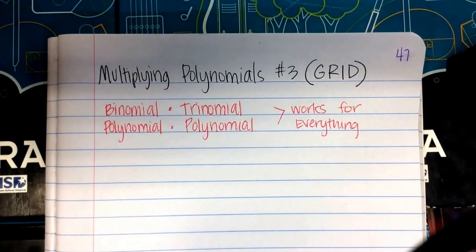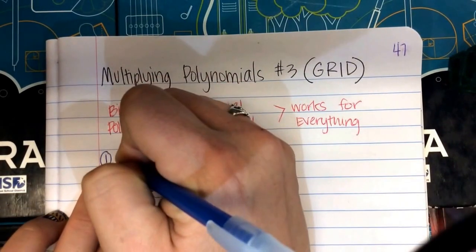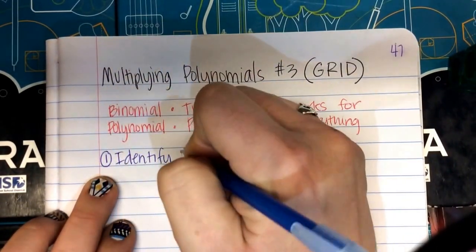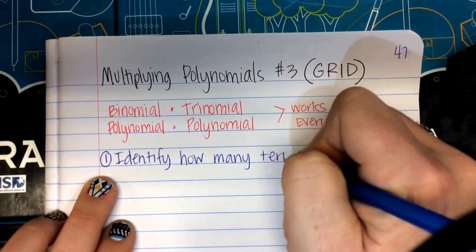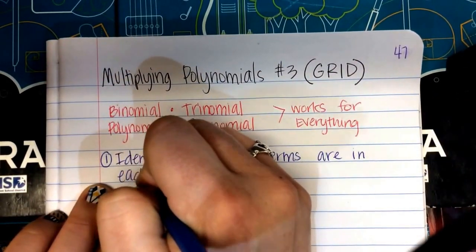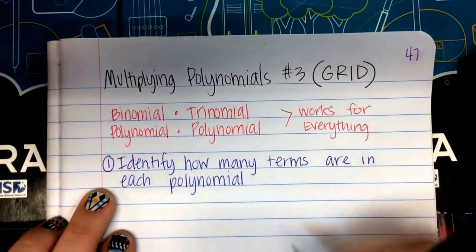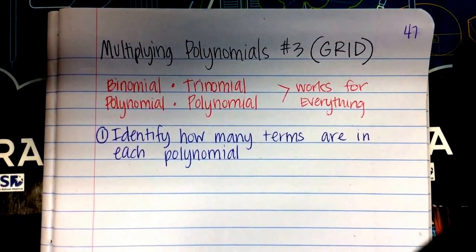So to draw a grid, you need to first identify how many terms are in each polynomial. Count.